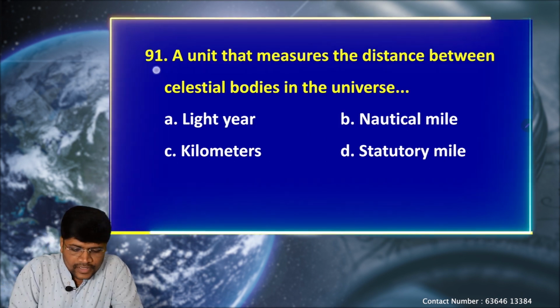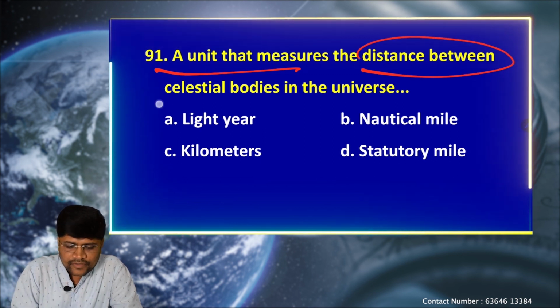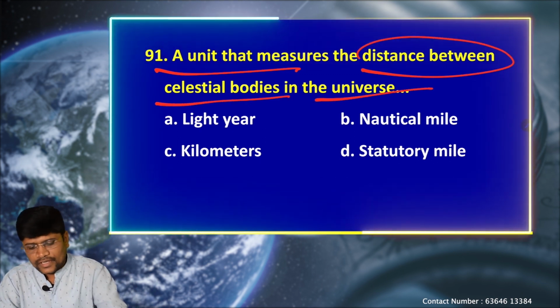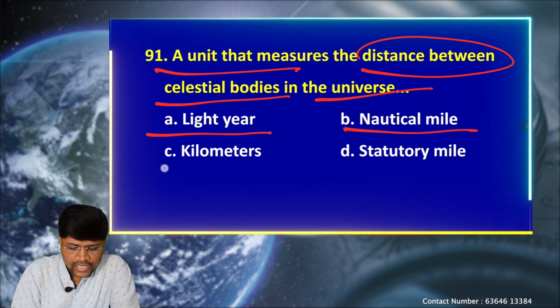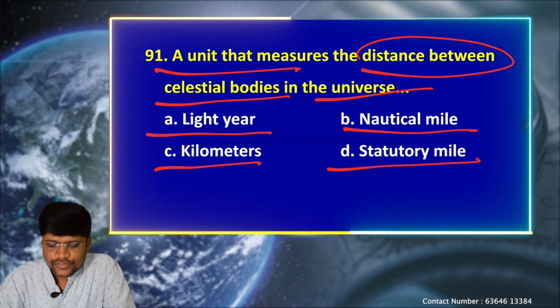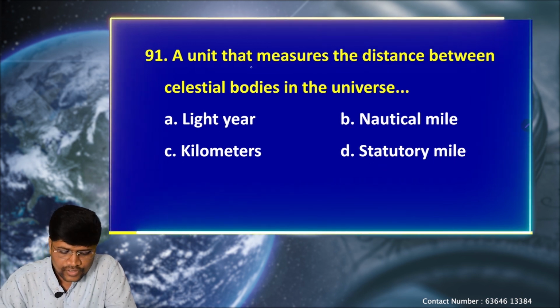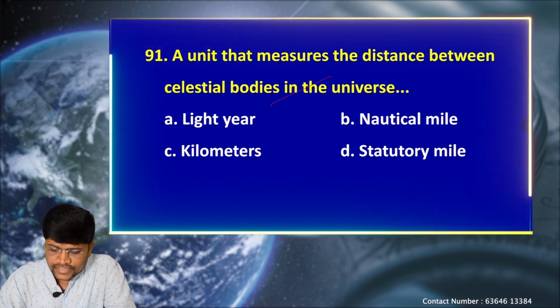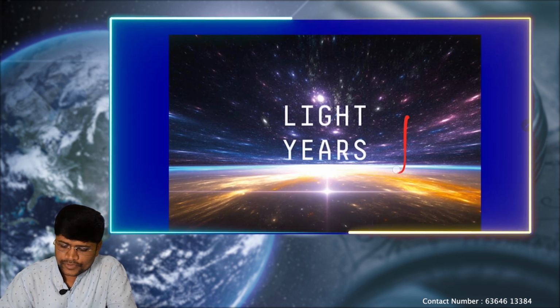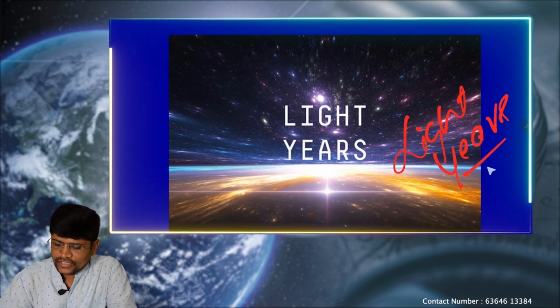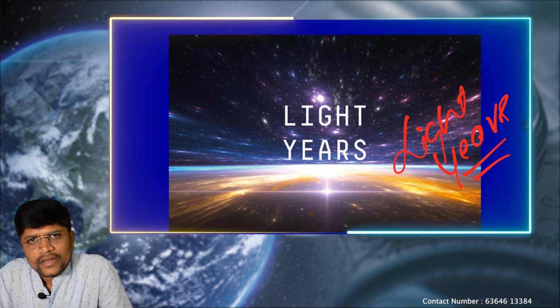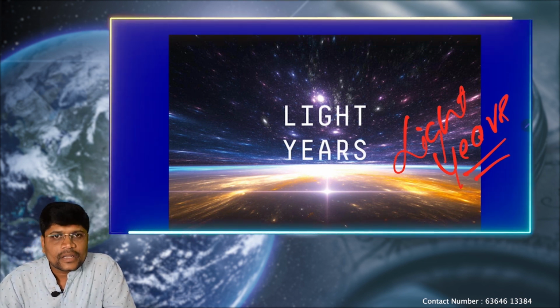Next question, a unit that measures the distance between celestial bodies in the universe. Again, you might be knowing the answer. Option A, light year; B, nautical mile; C, kilometers; D, statute mile. So the unit that measures the distance between celestial bodies in the universe, the correct option is again light years. We know that distances between celestial bodies are in lakhs of kilometers together. That's why we measure it in terms of light years.